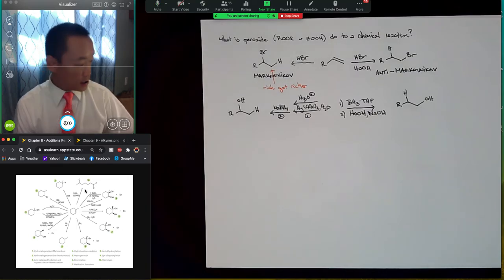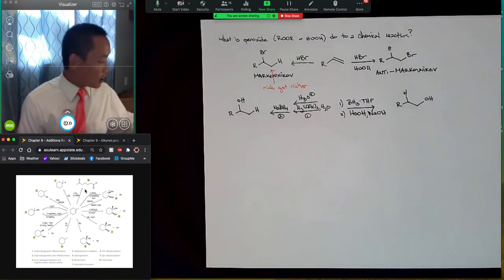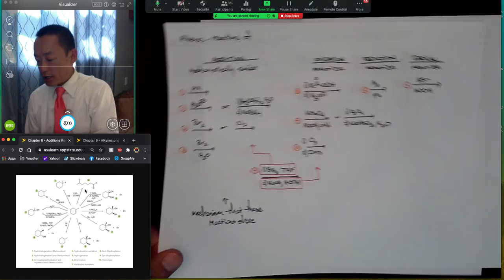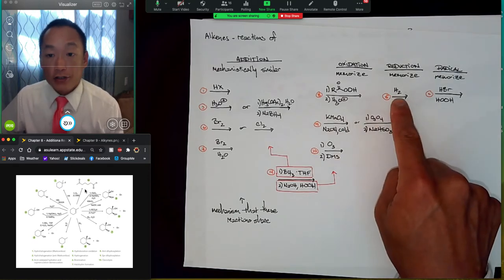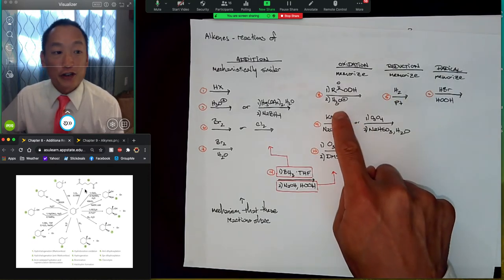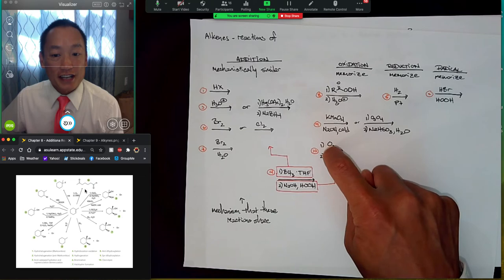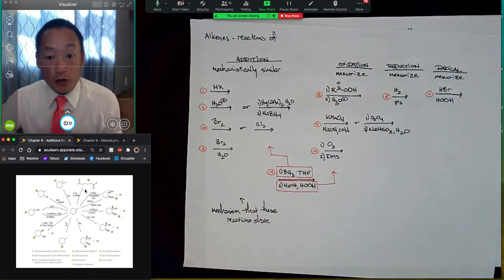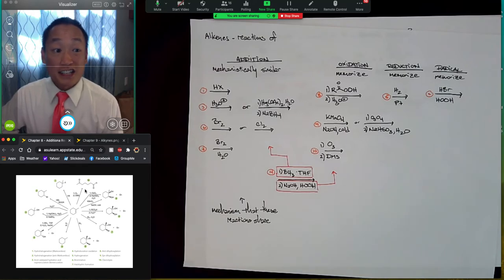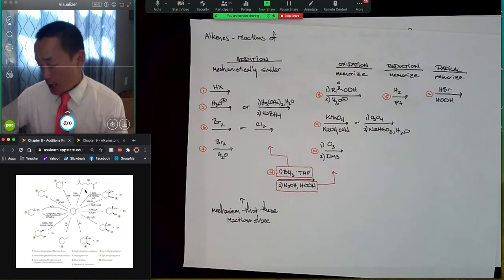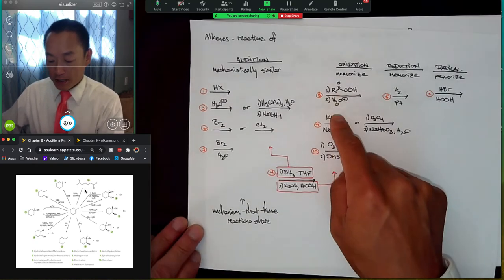Then all we have left to talk about for alkene reactions are the reduction reactions and then these really cool oxidation reactions that take place. And that's what I want to spend a little bit more time on now. There are really three types of reactions that you're going to see in organic chemistry: nucleophile, electrophile ones, oxidation, reduction ones, and then radical ones. And so let's take a look at some of these oxidations.